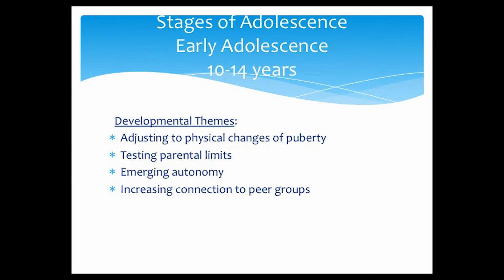So this is early adolescence, 10 to 14. Developmental themes are just adjusting to physical changes of puberty, okay? We have to continually remember that puberty is going on as we're in adolescence, okay? And puberty makes for things just to be all over the place, in plain English, okay? There's a lot of emotion going on, and their mood changes quite frequently just based off of chemically what's happening in their bodies and what's happening in their brain.